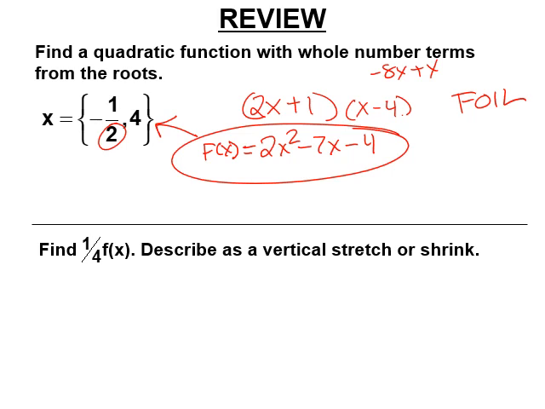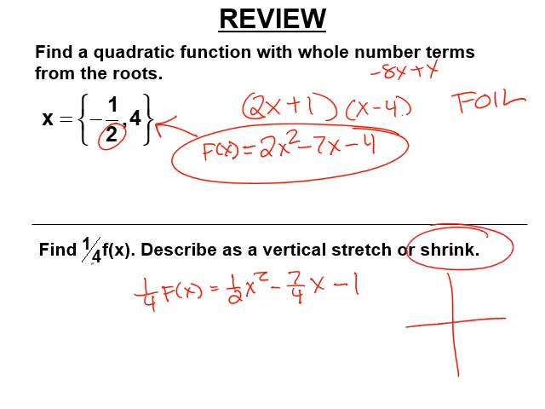If you multiply that times 1/4, as in 1/4 f of x, you would do 1/4 times 2, which is 1/2. 1/4 times negative 7, negative 7/4 x. 1/4 times negative 4, negative 1. Yeah, that looks weird because we don't usually have fraction coefficients. But that is another function that has the exact same roots. It is just vertically shrunk. Fractions vertically shrink the quadratic function, and whole numbers, if I multiply it by 5, that would stretch it. But both of these, this one here and the one we started with, have the same roots, negative 1/2 and positive 4.